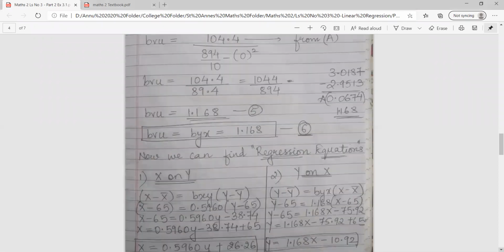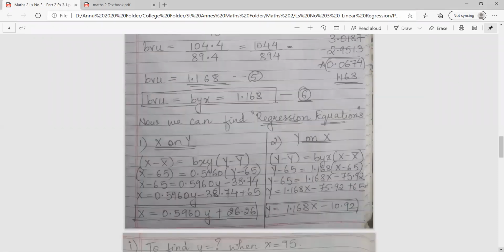So now you can find out both the regression equations, and as you can see, I have substituted both the values. Regression equations of x on y and y on x by putting the formula x minus x bar is equal to bxy into y minus y bar. Sorry, bxy. And here y minus y bar is equal to byx into x minus x bar. So you can put the value, multiply, open the brackets, and then you get the equation.